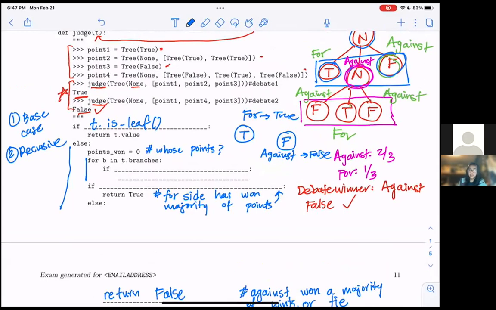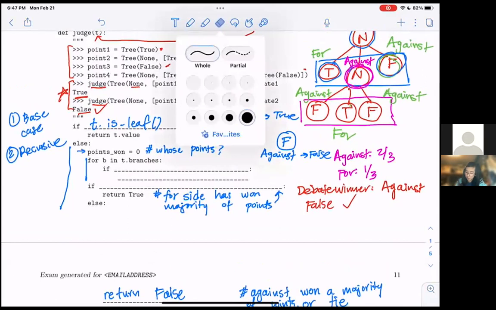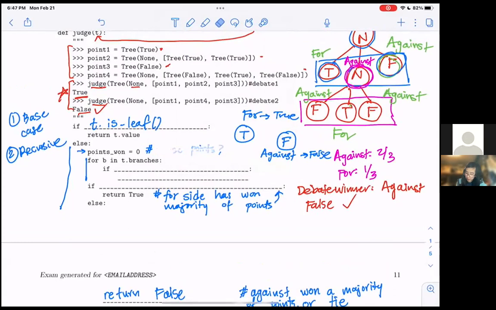Well, it's a good thing that in the skeleton code, they provided us with this variable points1. So we can choose for ourselves and say that points1 will keep track of the points won by the for side. And then inside of this for loop, we want to increment the points1 variable if the for side has won.